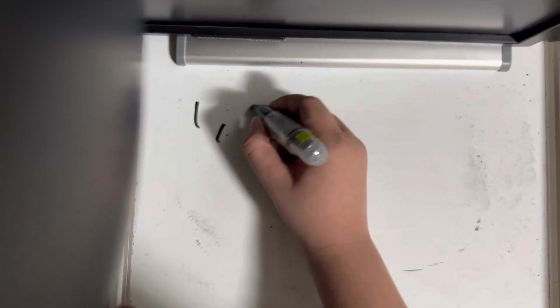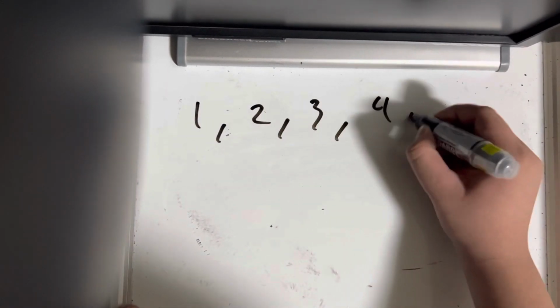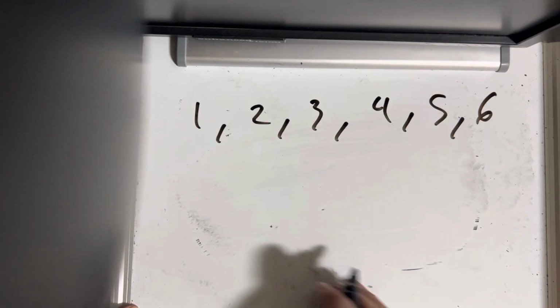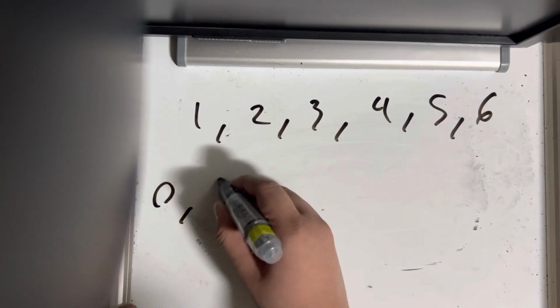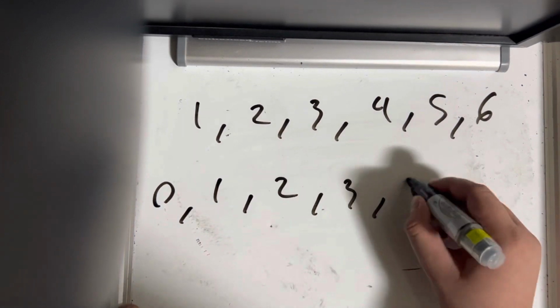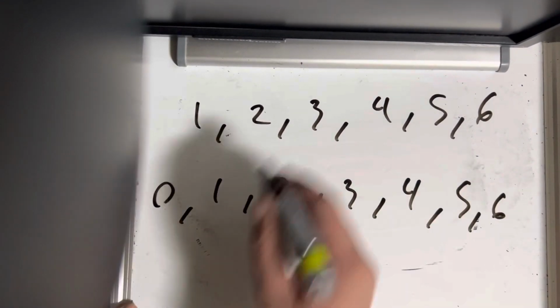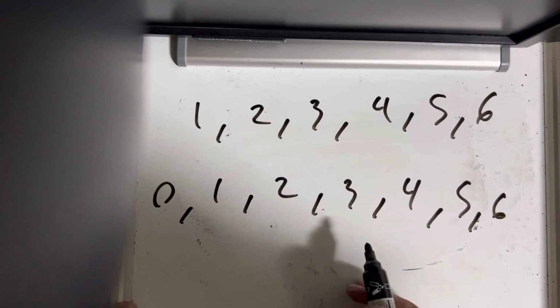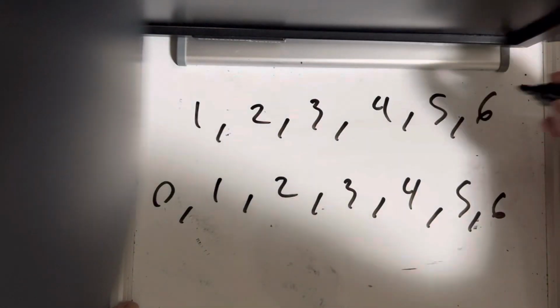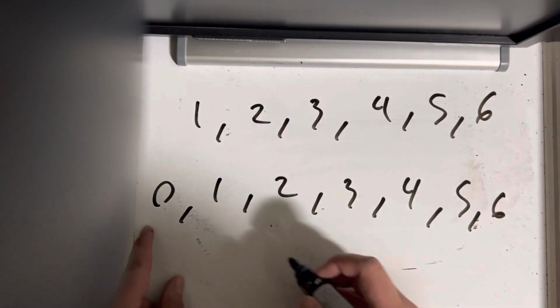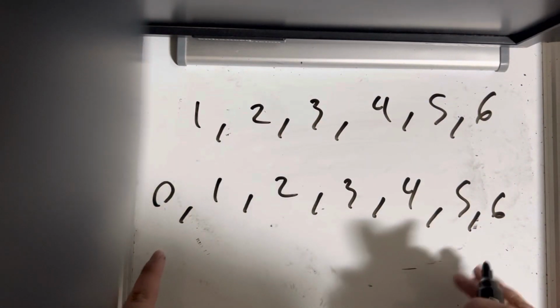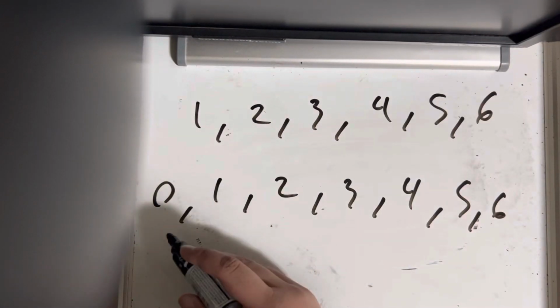Okay, so 1, 2, 3, 4, 5, 6. Now let's look at the set of natural numbers with 0. Okay, 0, 1, 2, 3, 4, 5, 6. Which one do you think is bigger? Well, intuitively, you'd think this is bigger, right? It has all the same exact values, but with 0 in it. So it must have more, right? It's like this infinity plus 1, okay?